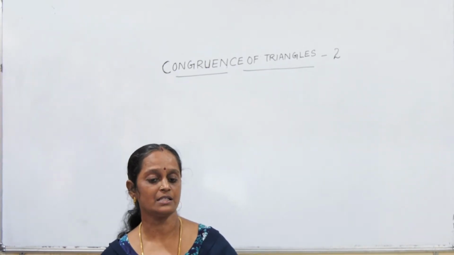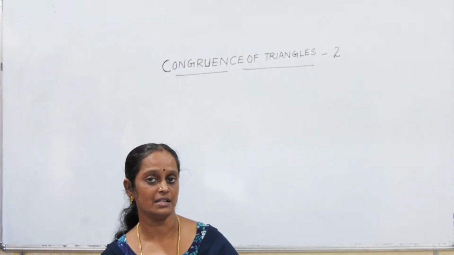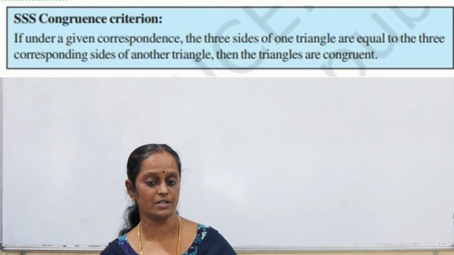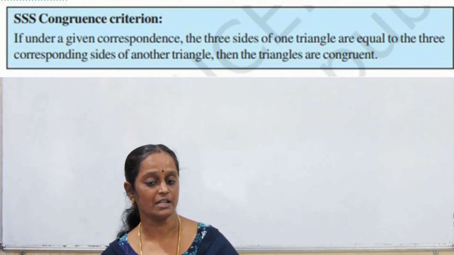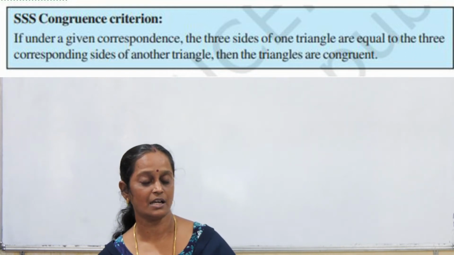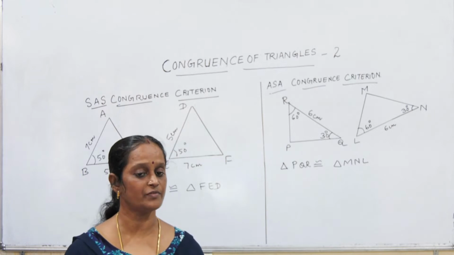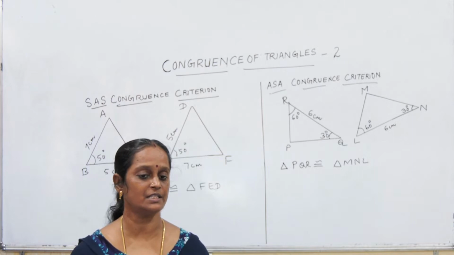In the previous class we learnt about one of the congruence criteria, that is the side criteria, or in short we can say it as SSS congruence criterion. So according to the SSS congruence criterion, if under a given correspondence the three sides of one triangle are equal to the three corresponding sides of another triangle, then the triangles are congruent. Students, today we will learn some more congruence criteria of triangles. The first one we have already learned in the previous class, that is SSS.